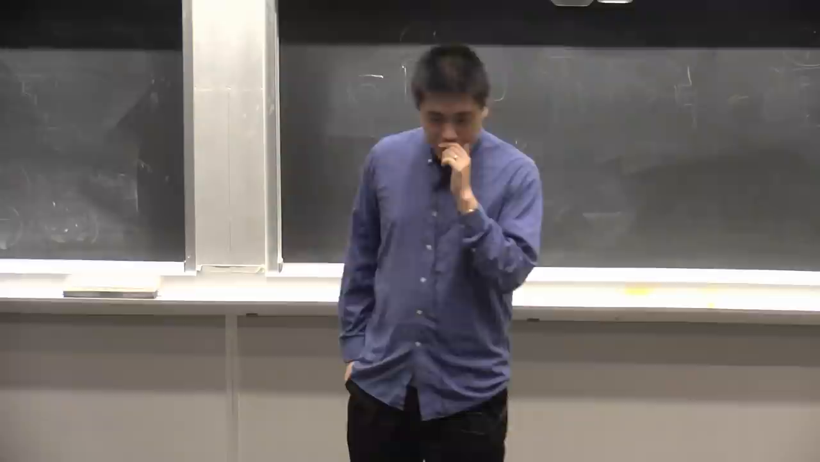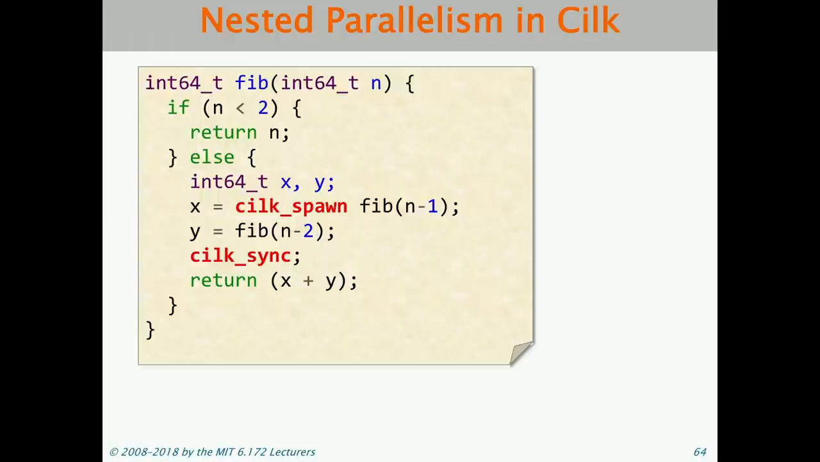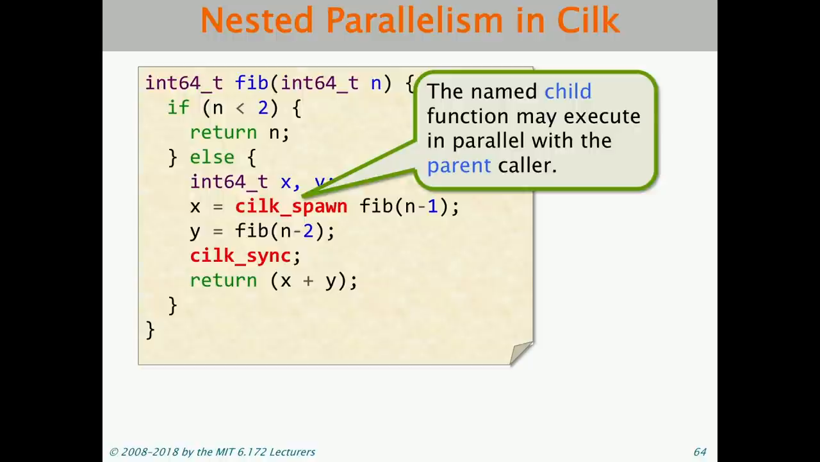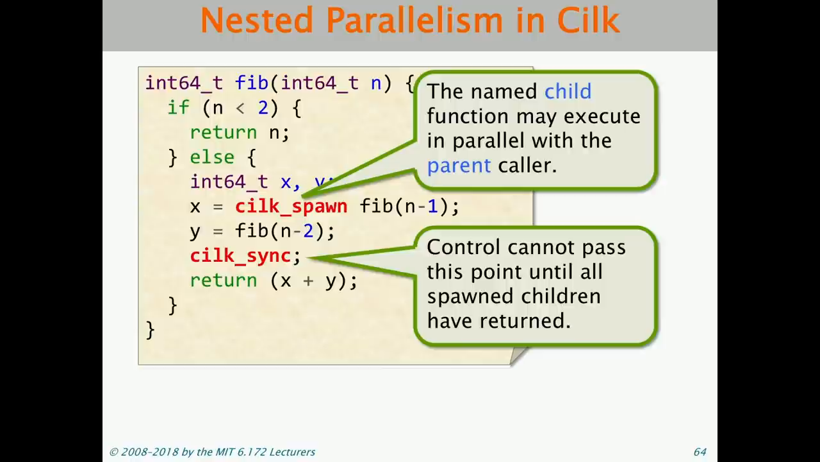So this is the Cilk code for Fibonacci. It's also pretty simple. It looks very similar to the sequential program, except we have these cilk_spawn and cilk_sync statements in the code. So what do these statements do? Cilk spawn says that the named child function, which is the function right after the cilk_spawn statement, may execute in parallel with the parent caller. The parent caller is the function that is calling cilk_spawn. So this says that fib of n minus 1 can execute in parallel with the function that called it. And then this function is going to call fib of n minus 2, and fib of n minus 2 and fib of n minus 1 can now be executing in parallel. Then cilk_sync says that control cannot pass this point until all of the spawned children have returned. So this will wait for fib of n minus 1 to return before we go to the return statement where we add up x and y.